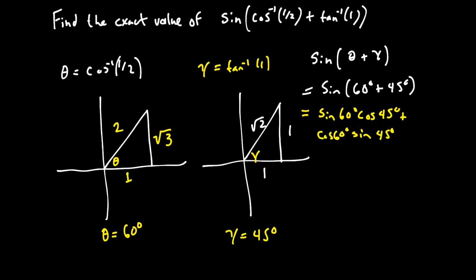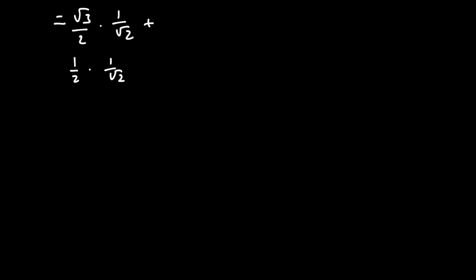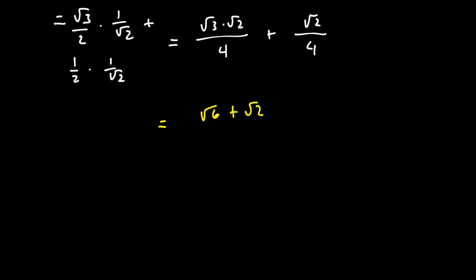Now, evaluating this, we're going to get the following. Simplifying this, we see that this is equal to the square root of 3 times the square root of 2 divided by 4 plus the square root of 2 divided by 4. So we get that this is the square root of 6 plus the square root of 2, divided by 4.